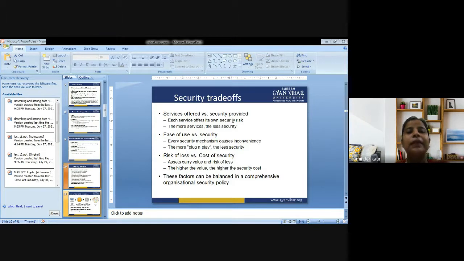Next is risk of loss versus cost of security. It is concerned with assets that carry value and the risk of loss. The higher the value, the higher the security cost. These factors can be balanced in a comprehensive organizational security policy.